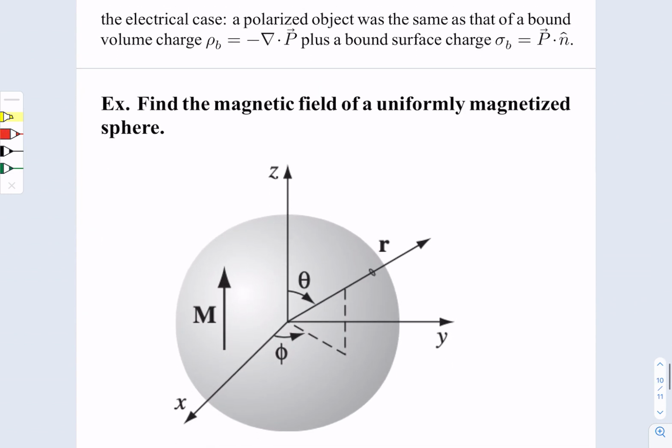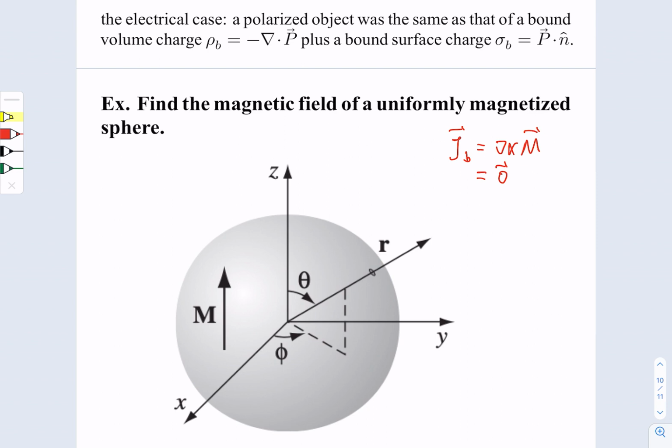Here the del cross M is easy to calculate because I specified a uniformly magnetized sphere. So the M itself is homogeneous, or uniform, within the sphere. That means M is a constant within the sphere, so the curl of that constant should be 0. If you want, you can specify it's a vector, but it's a constant 0 vector anyway. So it doesn't contribute to any volume current.